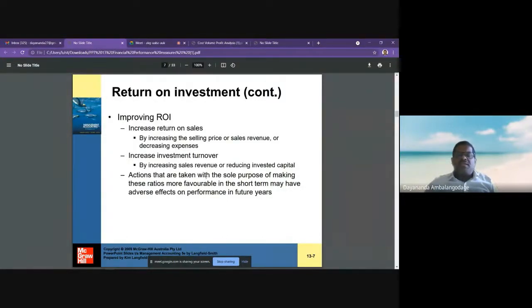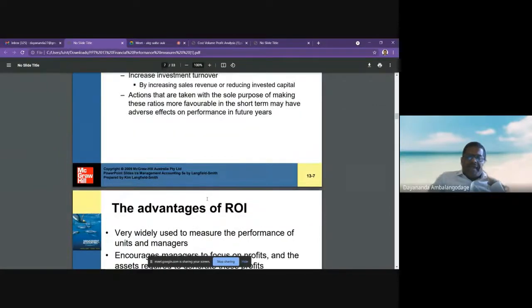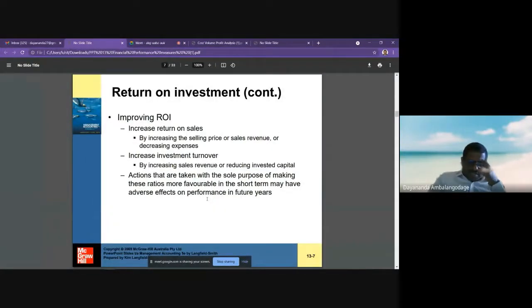Actions that are taken with the purpose of making these ratios more favorable in the short term may have adverse effect on performance in future years. This performance measurement is more favorable in the short run. It is true, but when you look at future years, there is an adverse effect. So I will take one or two examples to explain this.